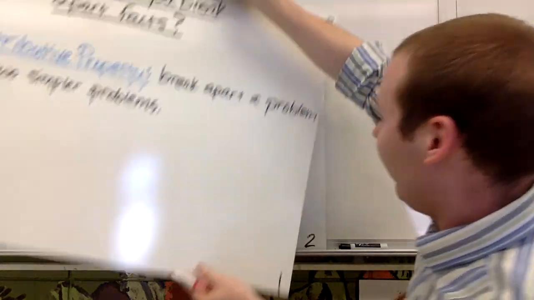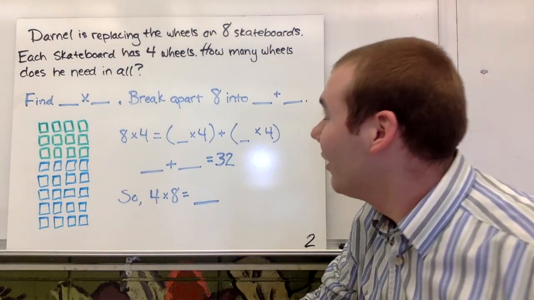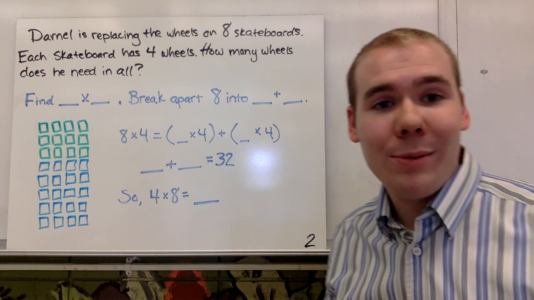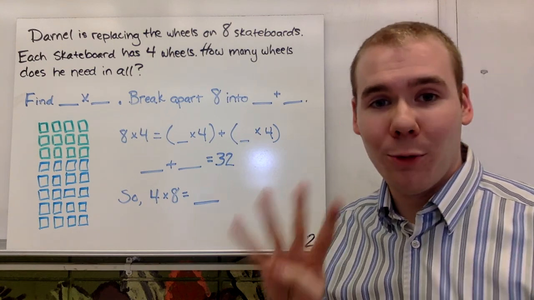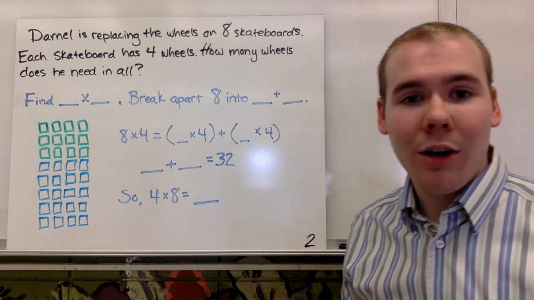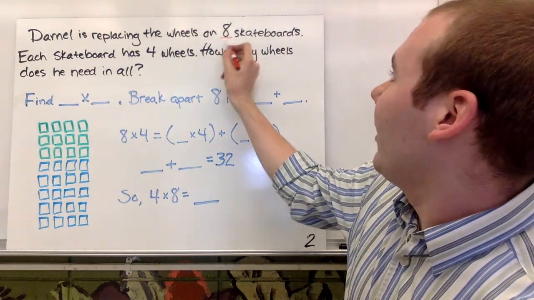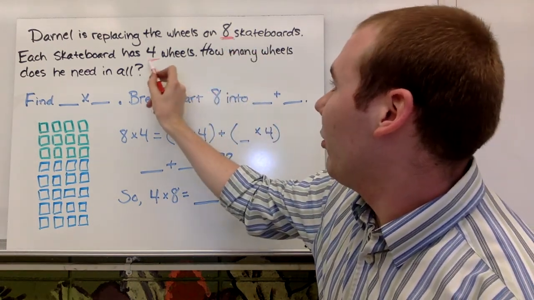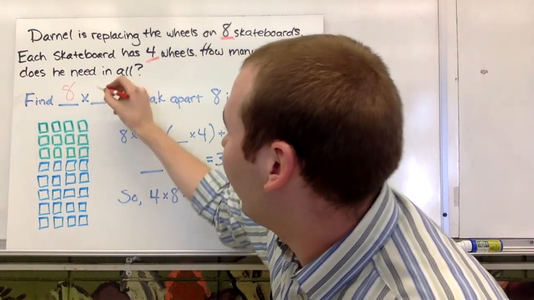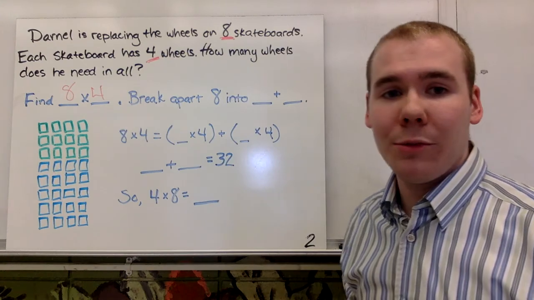Let's get to our second slide. The first problem we're given is Darnell is replacing the wheels on 8 skateboards. Each skateboard has 4 wheels. How many wheels does he need in all? So, we know he has 8 skateboards, and each skateboard has 4 wheels, so he needs to replace 8 boards and 4 wheels on each, so 8 times 4.